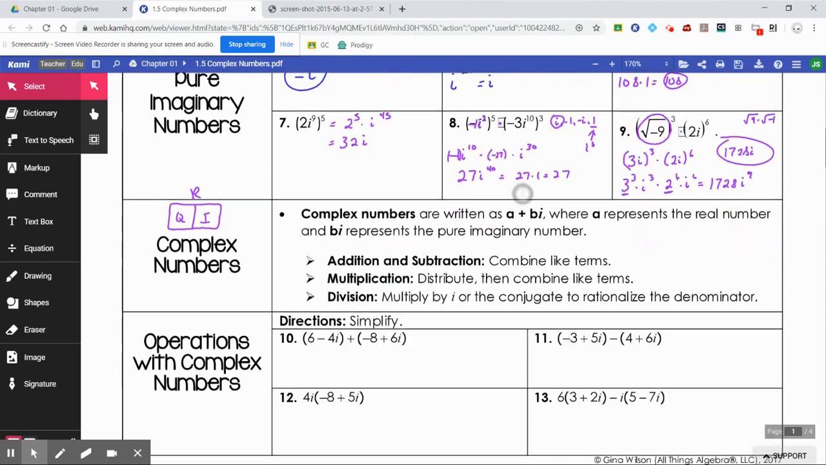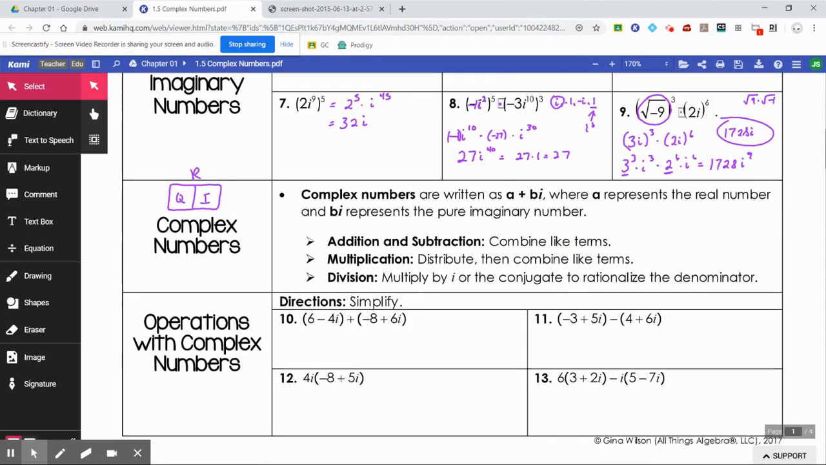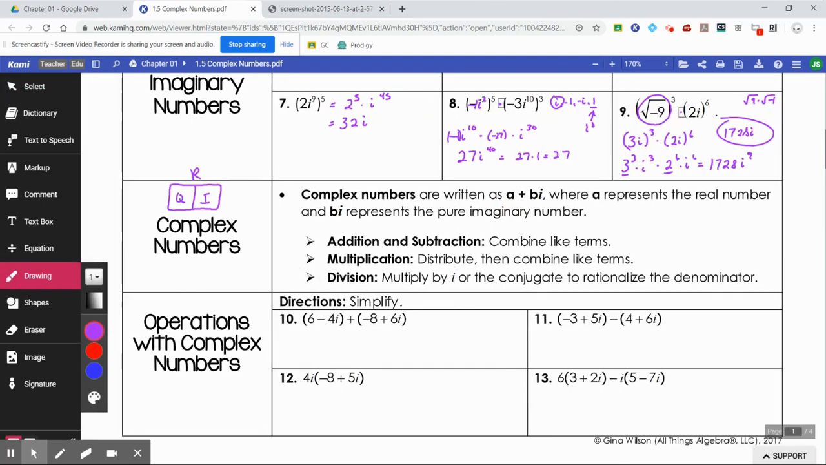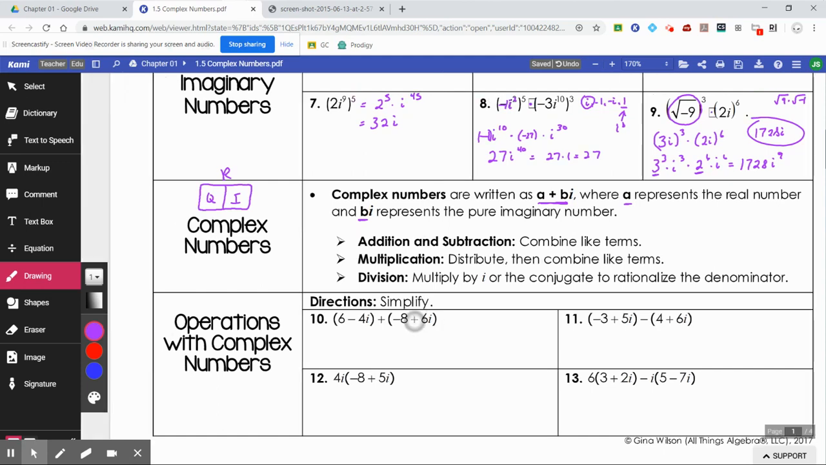So a complex number is written in the form a plus bi, where a represents the real number part and bi represents the imaginary number part. So a complex number can have a real part and an imaginary part. And that's the reason that real and imaginaries are both in the complex number system. The real numbers that we've been dealing with are also complex, but they're pure real numbers. You also have pure imaginary numbers, like we discussed earlier.